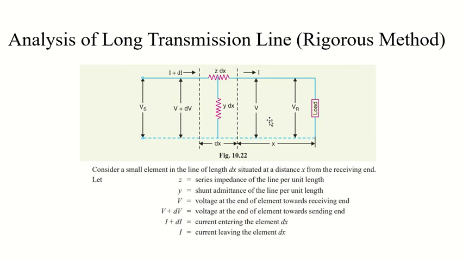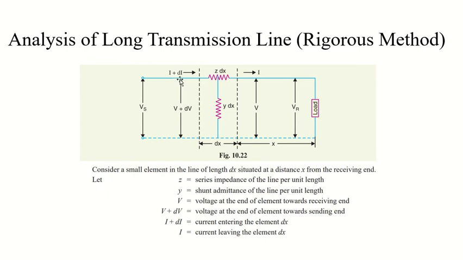What will be v? So v will be the voltage at the end of the element towards the receiving end. What will be v plus dv? So it will be the voltage at the end of the element towards the sending end, right? And by element I mean this element, the dx element.